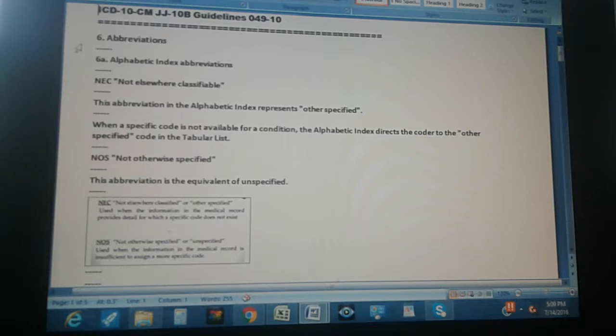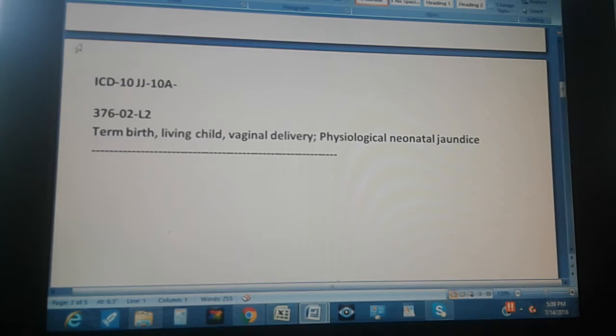Now we're going to do a problem. Ready, set, go. ICD-10, page 376, O2L2. Term birth, living child, vaginal delivery, physiological neonatal jaundice. It's a term birth, which means that the birth occurred in the expected time frame of 9 months. It's a living child, and it's a vaginal delivery, which is a regular delivery, not a cesarean operation.